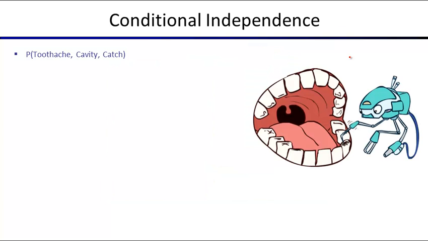Okay, let's start building this up. So we'll go back to the toothache domain. Let's say you have potentially a toothache, there could be a cavity, and the probe of the dentist robot could catch on to your cavity. That's a joint distribution over 3 random variables, each of them binary.